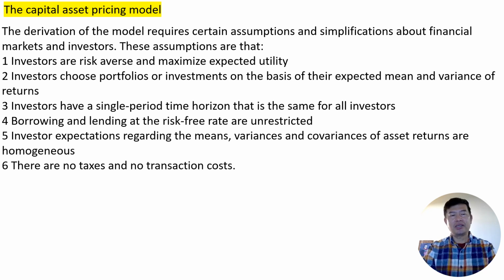So in the asset pricing model, there are a lot of assumptions from Professor Markowitz. Number one, investors are risk averse and maximize expected utility. Number two, investors choose portfolios or investments on the basis of their expected mean and variance of return. Variance of return means the risk of return. It depends on investor behavior. Are they a chicken or are they bold?